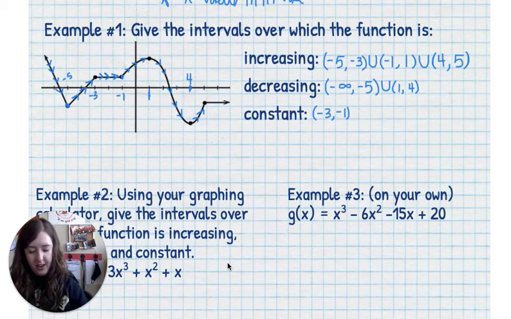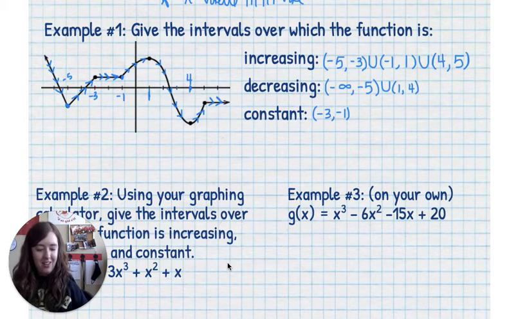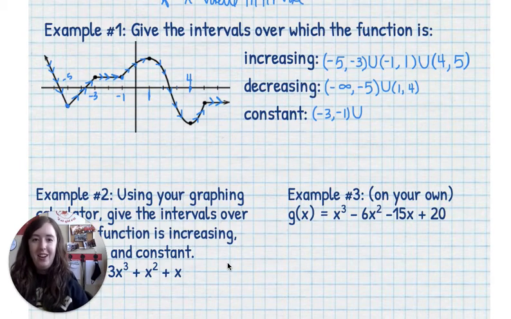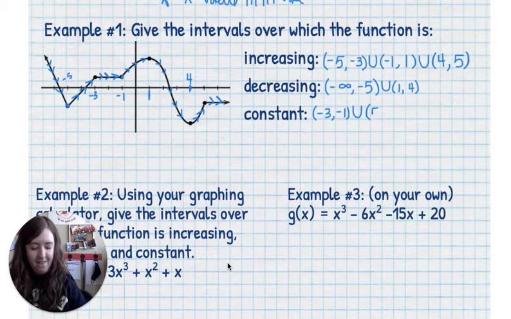And then we have a very flat part right here, so that means it's constant. So I'm going to shove a U to add a new interval after that. And he's starting at 5, going to infinity.